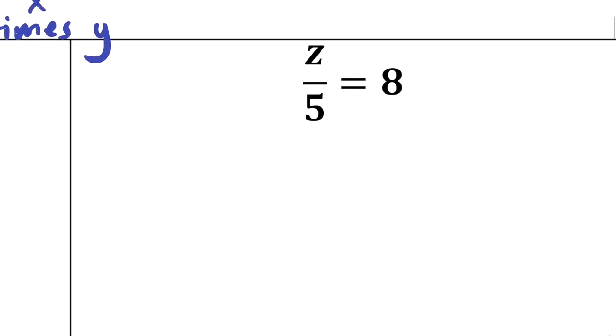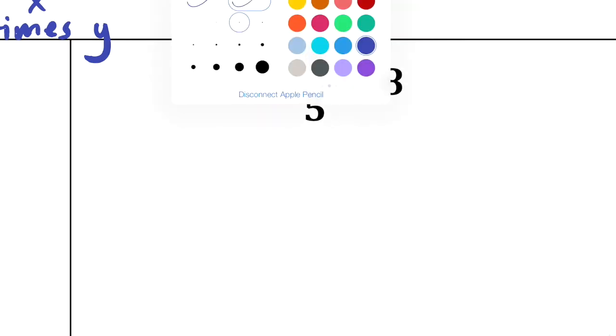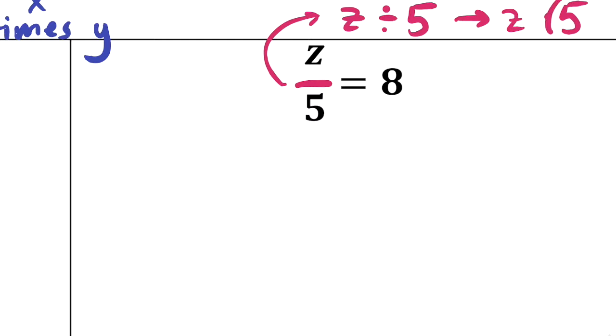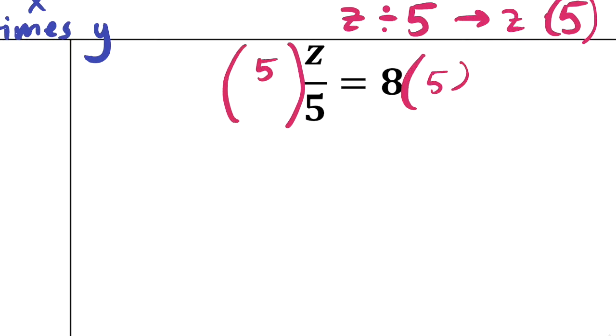Moving on to the last one over here. z fifths, or z over 5, is equal to 8. Keep in mind, this means divide. This right here, this expression, is the same thing as saying z divided by 5. So to undo that, we want to say z times 5, and I could use parentheses to denote that. So I want to multiply this by 5 and multiply this by 5.